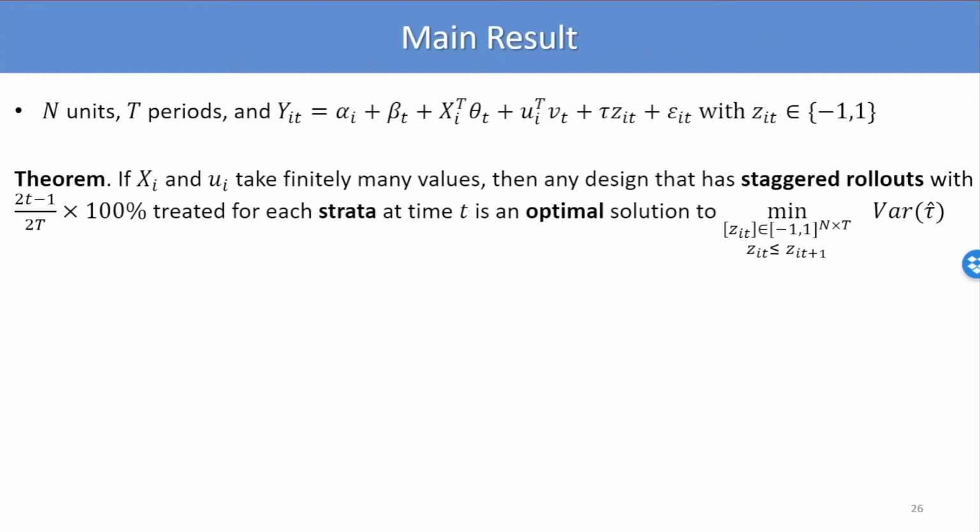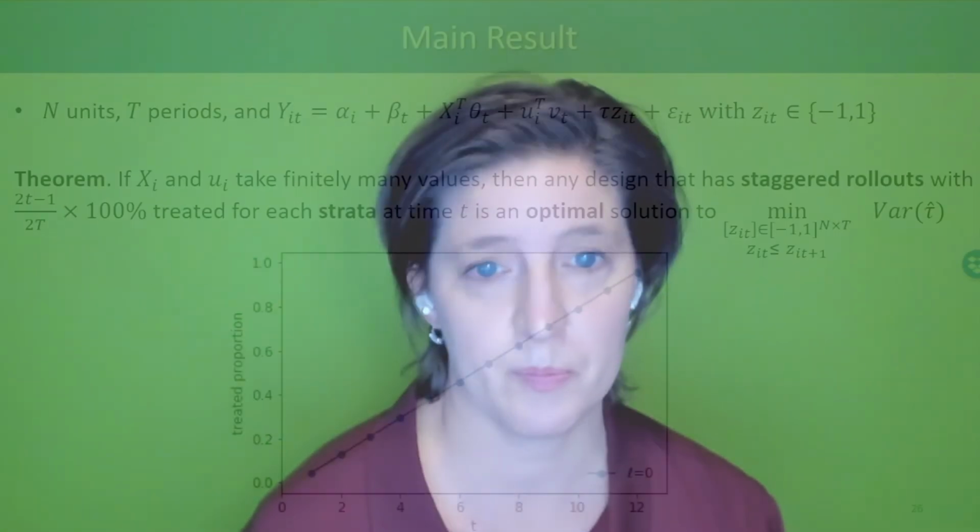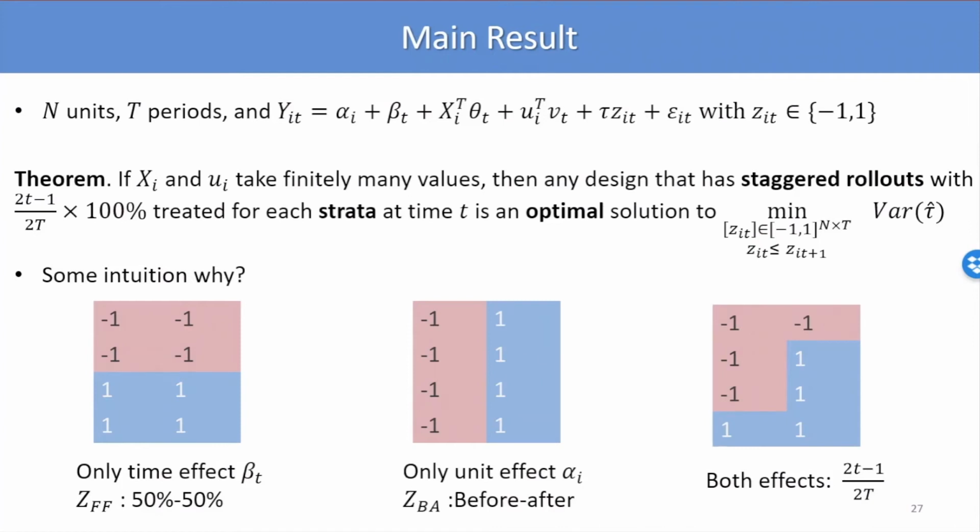So the first result, which is very intuitive, is that if the covariates, the latent factors of the units, take on finitely many values, then any design that has staggered rollouts where we're treating (2t minus 1) over 2t percent of the units at each time is an optimal solution to this minimization problem. And it's actually easier just to show what this looks like. As we go through time, we're going to treat more and more units, and we're just going to end up with a situation where half the units are treated, half the units are control, but we're rolling it out over time so that for each unit we have the ability to learn both the unit effects and we also have the ability to learn the time effects for each time. And here's what it looks like.